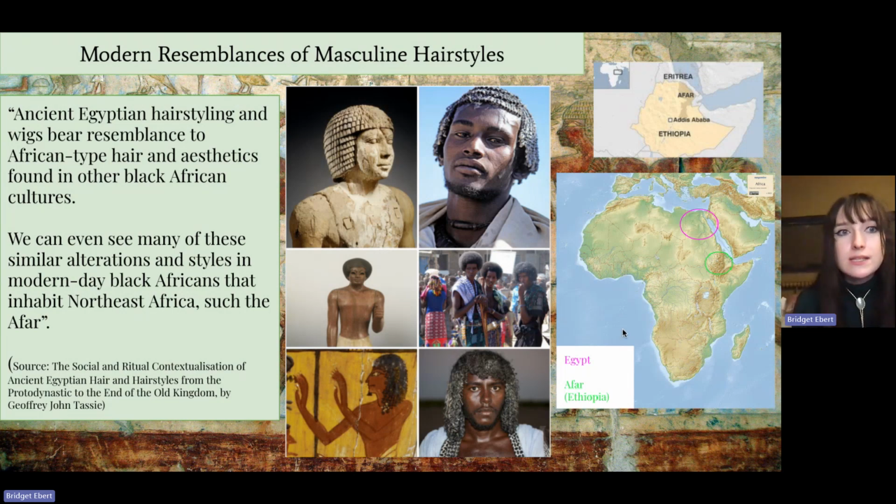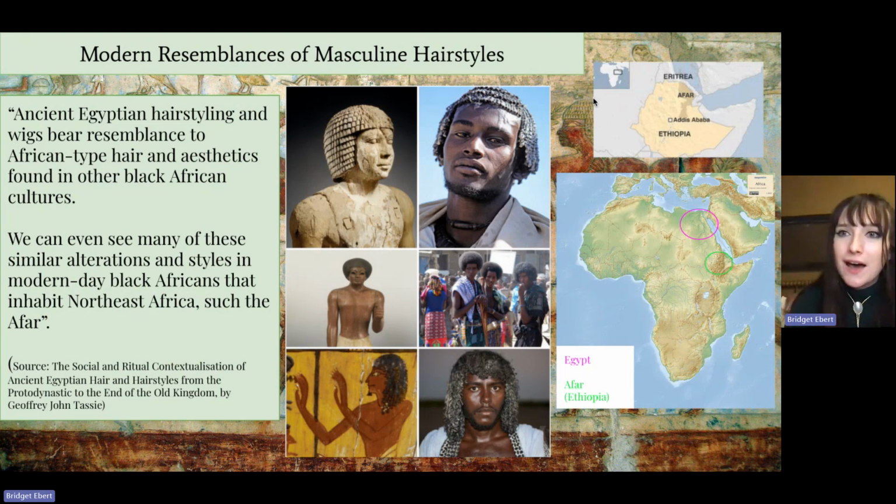Ancient Egyptian hairstyling and wigs bear the resemblance to African type hair and aesthetics found in other Black African cultures. We can even see many of these similar alterations and styles in modern day Black Africans that inhabit Northeast Africa, such as the Afar. So over here I have this map, just as a little refresher. The pink is where Egypt is, and the green circled is Ethiopia, and right at the top is Afar.